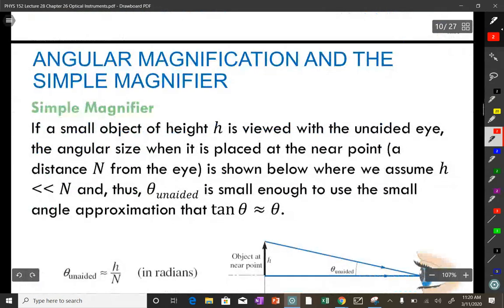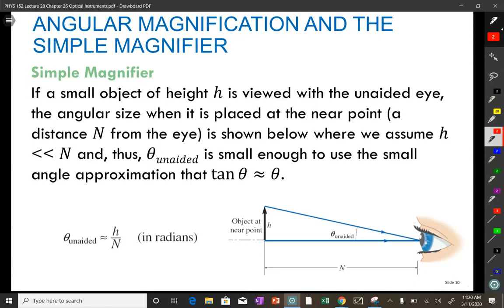And for all of our trials, for all of our work, we're going to assume that they hold the magnifier up next to their eye. Obviously, they don't always. Sometimes they do it like this. But we're just going to make that assumption to make it as simple as possible.